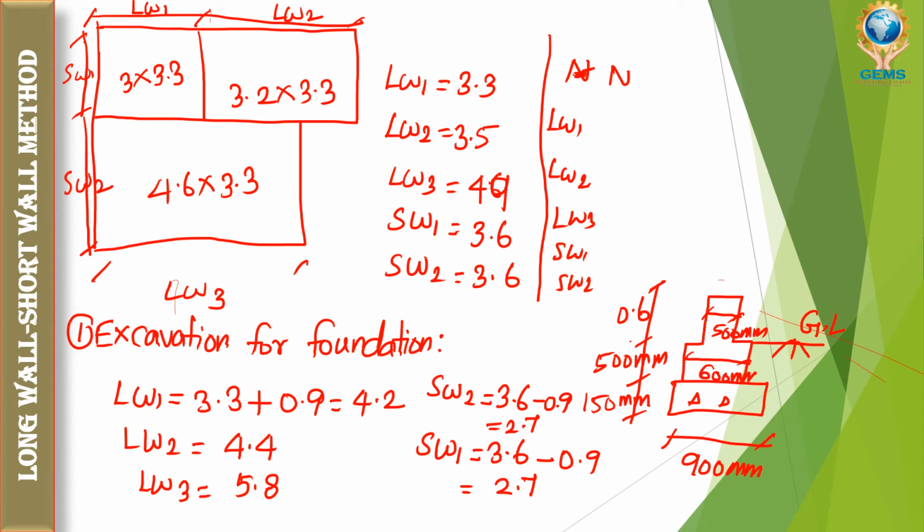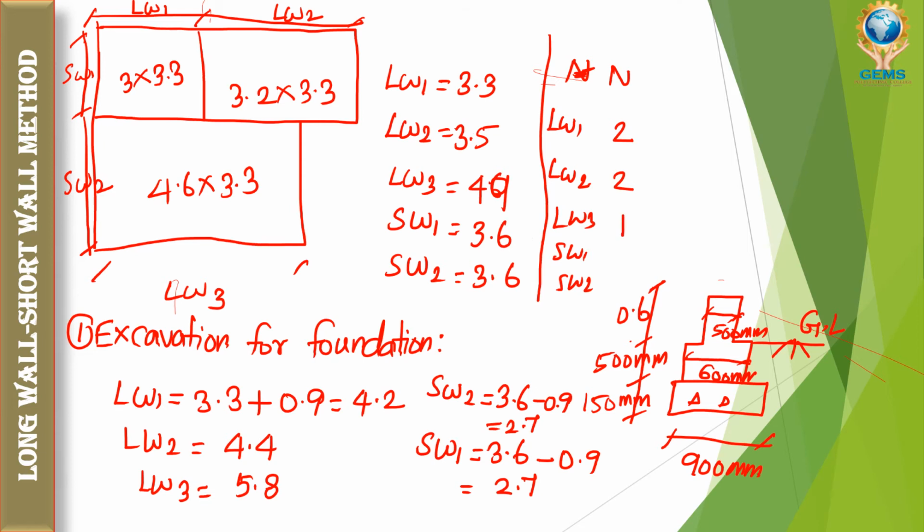First, we need to see the wall. For LW1, we have two walls, right? So we need to add 2, n equal to 2. Then for LW2 also the same thing, n is 2. For LW3, we have only one side, so we are adding 1.